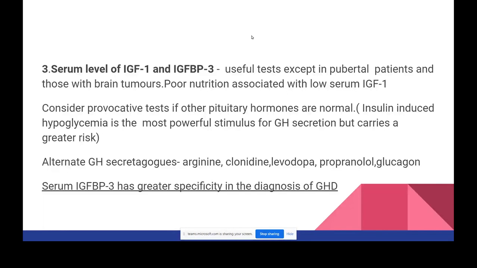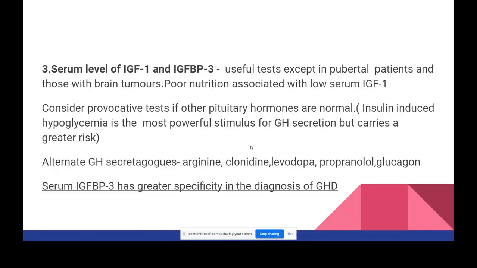But consider provocative tests if other pituitary hormones are normal, because if all pituitary hormones are low, you know that it is panhypopituitarism. But if it is an isolated growth hormone problem, then you need to find out whether the growth hormone is really low. Then you have to do the provocative test, that is the growth hormone stimulation test. Usually, the more powerful stimulus is hypoglycemia, insulin-induced hypoglycemia. I don't think most of our centers perform this because it carries a greater risk for the patients. But alternatively, as secretagogues of growth hormone, we can use arginine, clonidine, levodopa, propranolol, or glucagon for those growth hormone provocative tests.